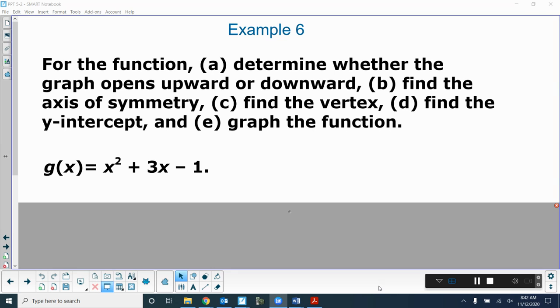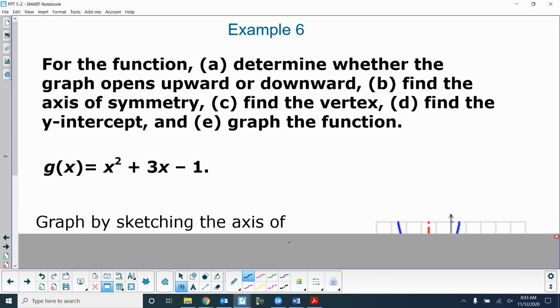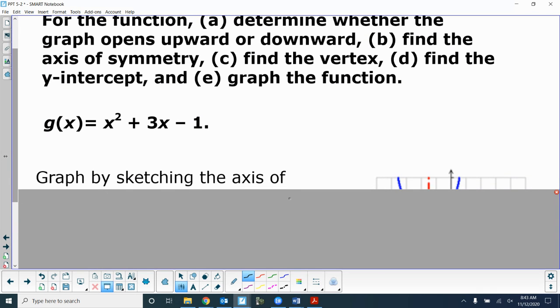All right, so does it open up or down? Up. Why? What's positive? The A value, thank you. No, that's the graph stuff. All right, so A, do a different color, is up.